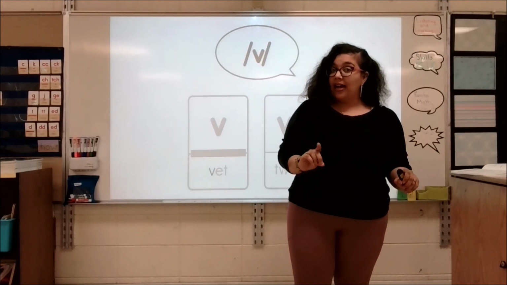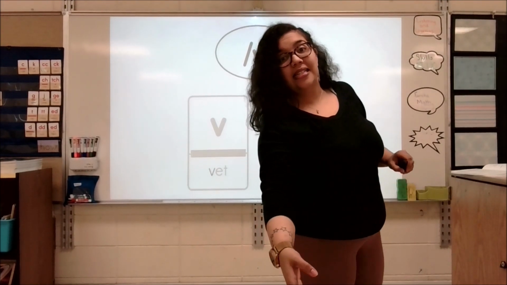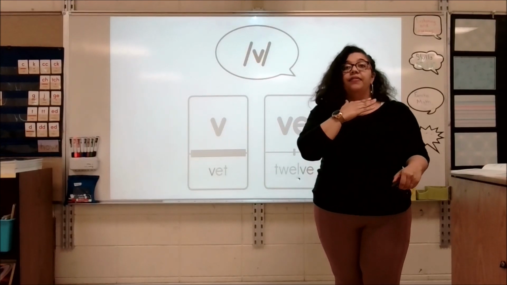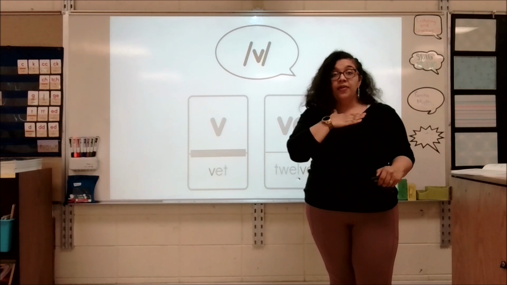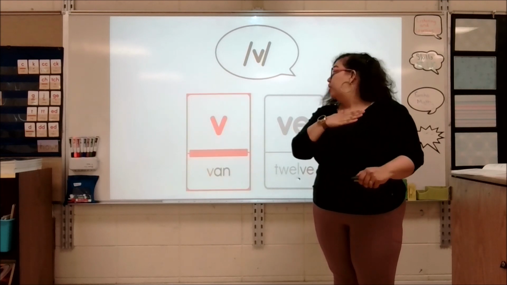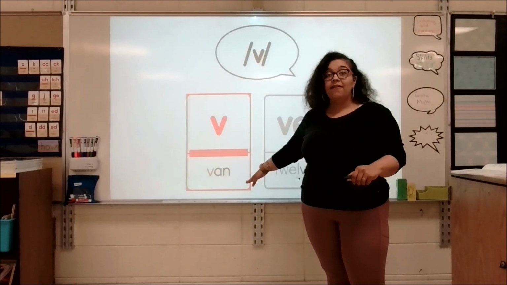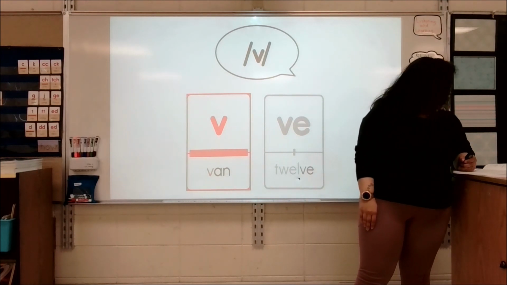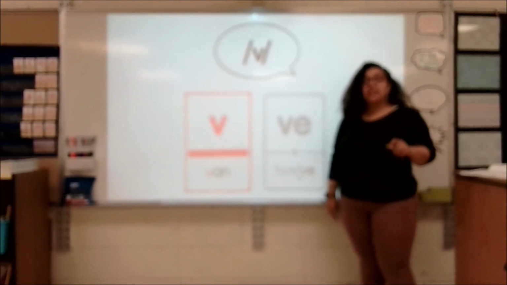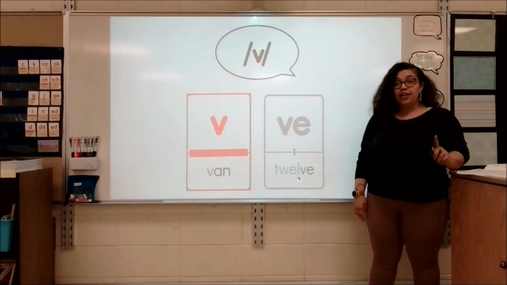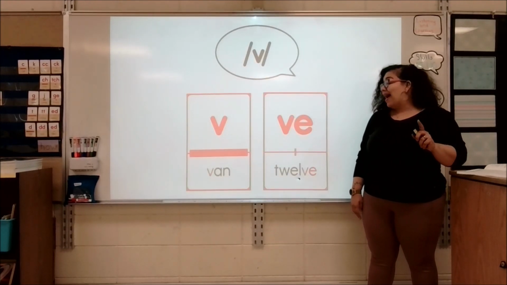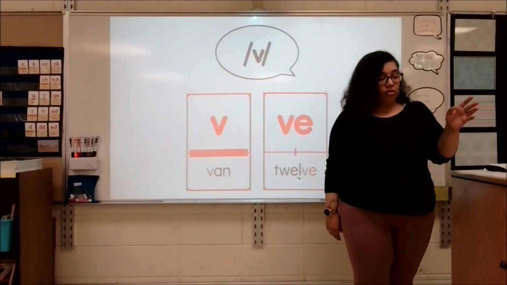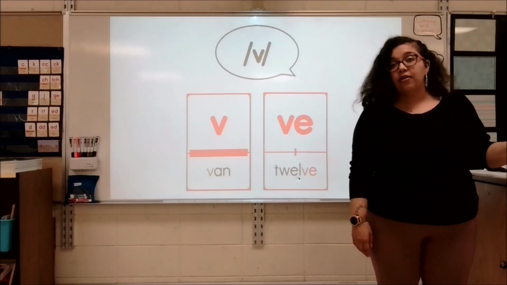So, the sound I want to remix for you today is the sound V. Now, so far, the way we've learned this sound is that it's spelled using the letter V, like in van, correct? But what do you do when the sound V is at the end of a word? And that is, you add the letter E. This is another situation where English has rules. Just like every language, there are rules.